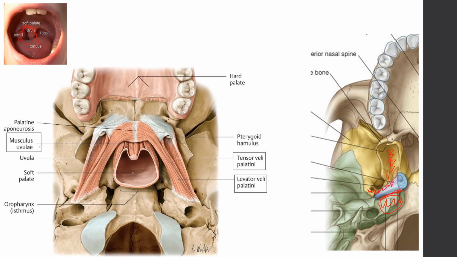So all the muscles of the soft palate are innervated by the vagus nerve via the pharyngeal plexus, except for the tensor veli palatini muscle, which is innervated by the trigeminal nerve.